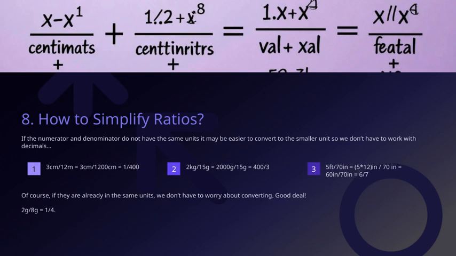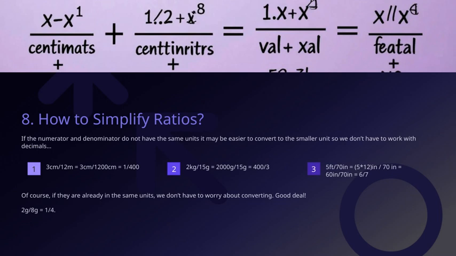And of course, if the units are already the same, then you don't need to do any converting. That's a nice shortcut. Like in the example of 2 grams over 8 grams, since they're both in grams, you can directly simplify to 1 over 4. Another example is 2 kilograms over 15 grams. Since 1 kilogram equals 1,000 grams, 2 kilograms becomes 2,000 grams. Now, the ratio is 2,000 grams over 15 grams, which simplifies to 400 over 3.